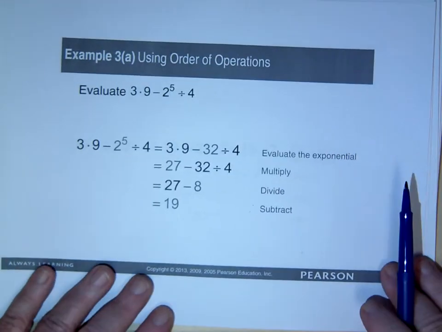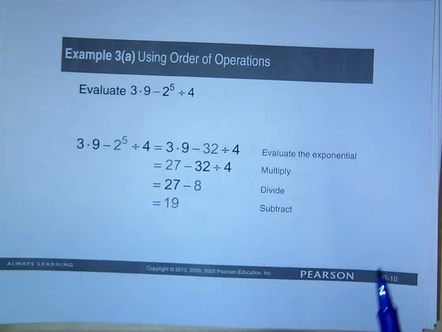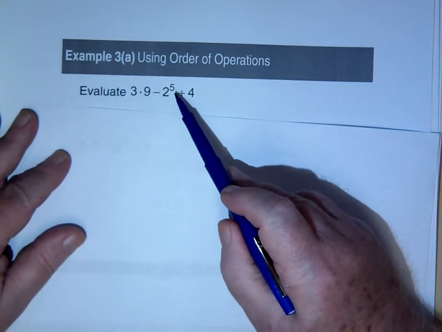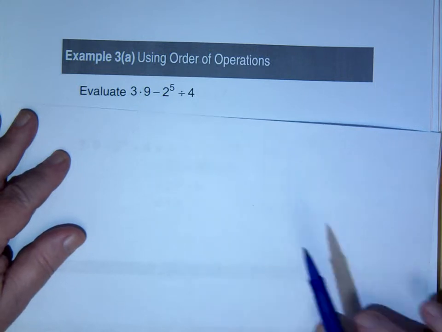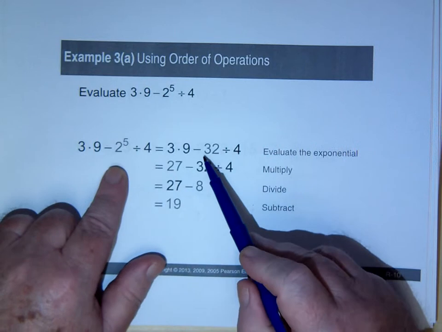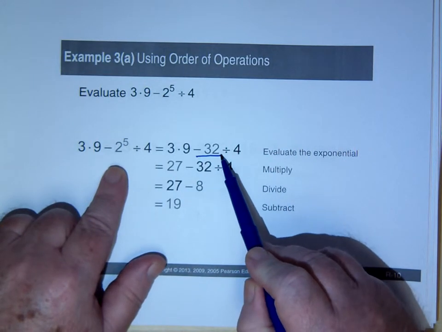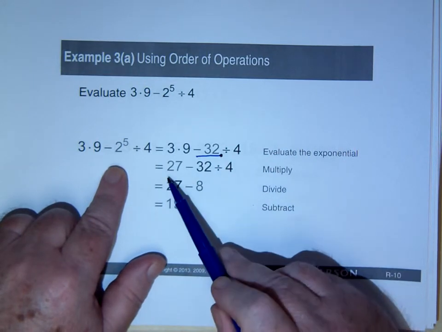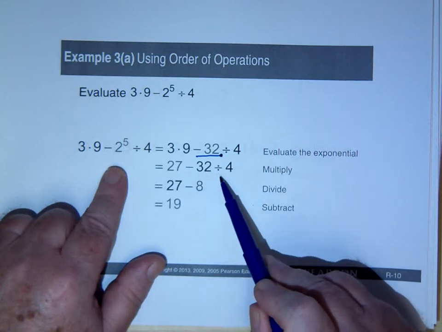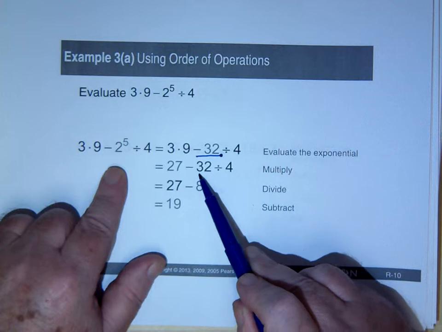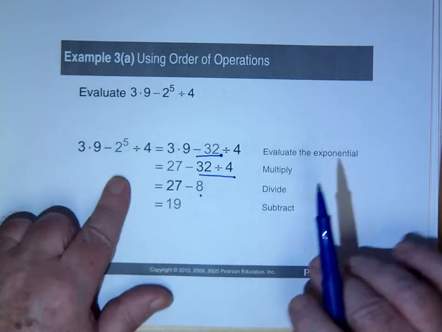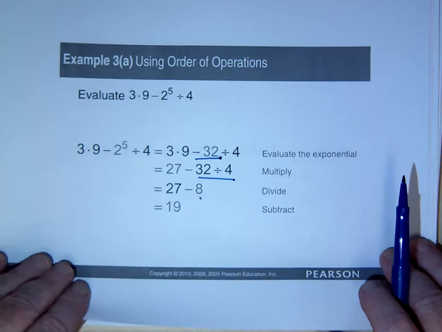So if we were to calculate this one, the first thing we're going to do is the exponent. Then we're going to do the multiplication and division left to right as we run across them. So 2 to the 5th is going to be 32. And then we're going to go and multiply. We'll leave the 32 there. 27 minus 32 divided by 4. Then we're going to do the division next, making that into 8, and our answer is going to be 19.